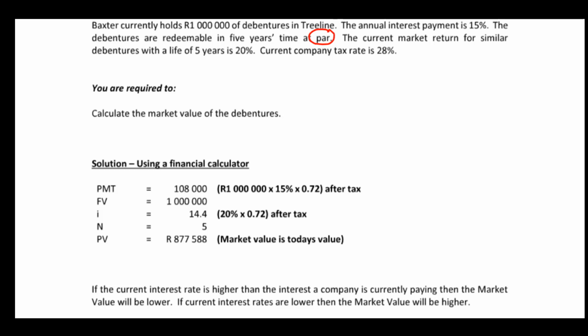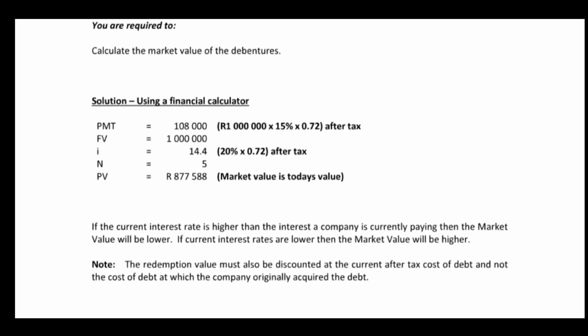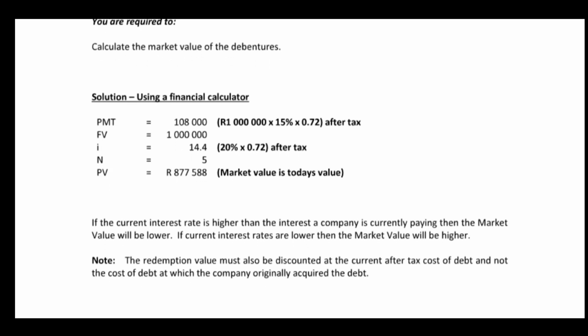So on the financial calculator, as you can see there, your typical variables are: your payment, which represents your annuity number; your future value, which is in this case the maturity value; I, which is the cost of debt after tax in market terms; N, your lifespan; and your present value, which is the market value today. So please put this into your calculator. You need to make sure that you are able to do this calculation.